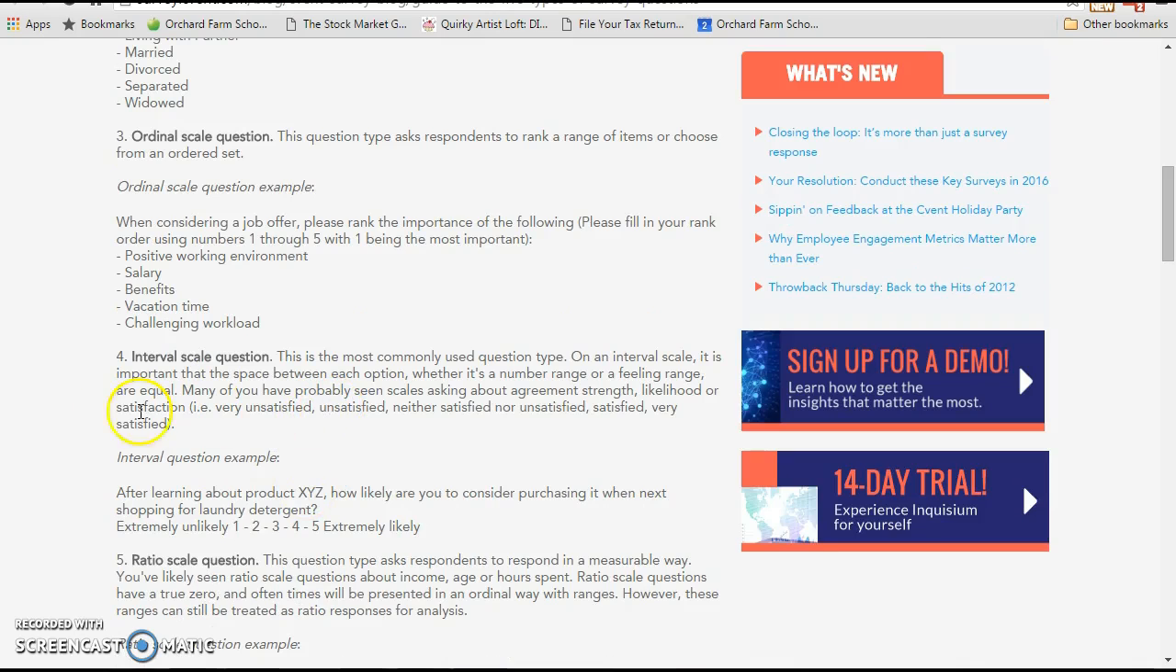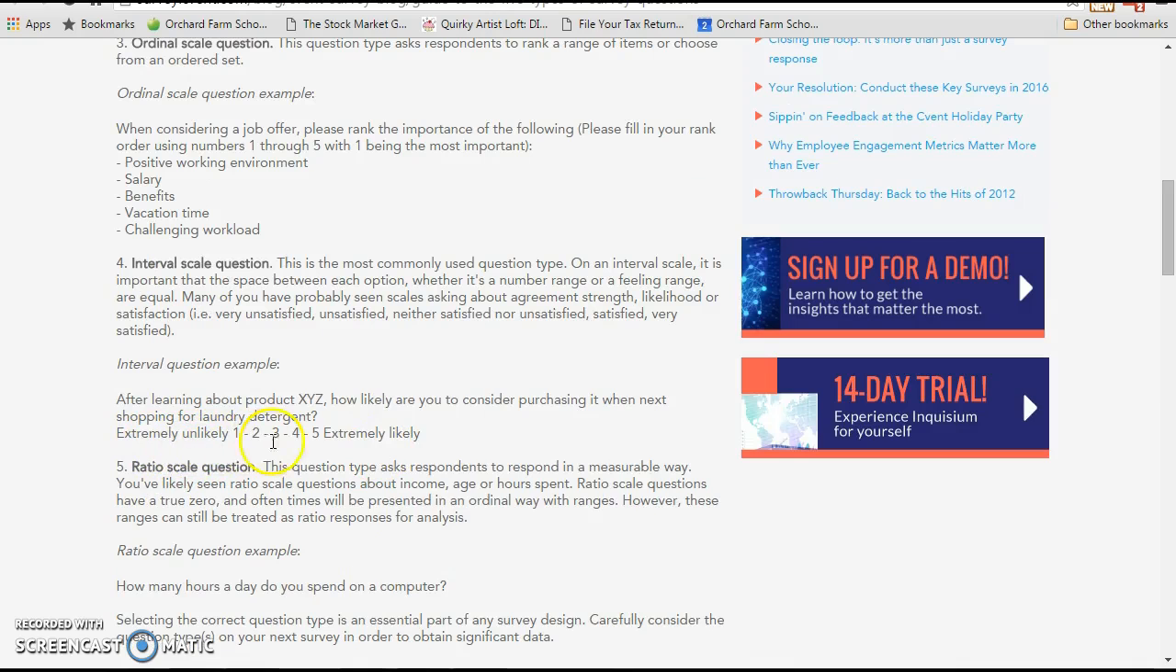All right, next is the interval. You should definitely make use of this question. So this is the most commonly used question type. So on an interval scale, it's important that there's space between each option. Remember, we saw what happens when you don't put space. Remember that? Yep. We looked at that survey a kid did, and it looked like 2 choices had been circled, remember? Because he didn't space out the choices enough. So you got to space them out.